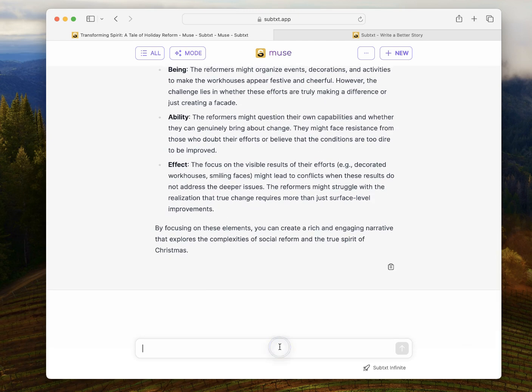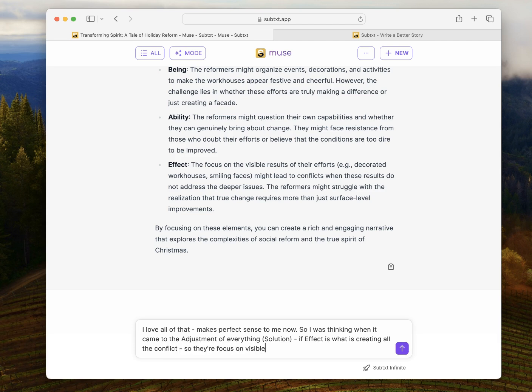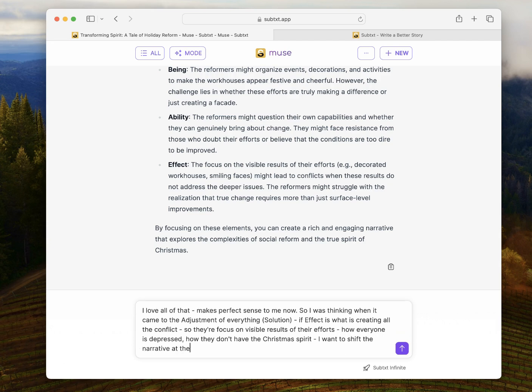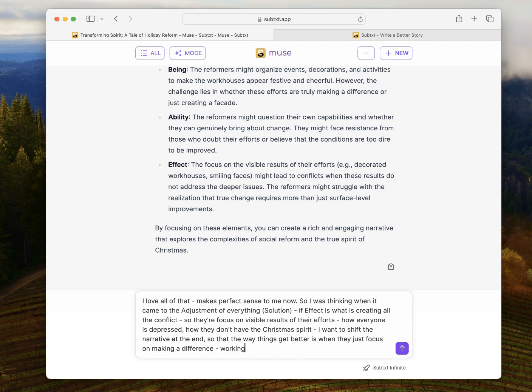So I'm going to add in a little bit of what I was thinking about. I love all of that. Makes perfect sense to me now. So I was thinking, when it came to the solution, not the solution, but the adjustment of everything, the solution: if effect is what is creating all the conflict, so their focus on the visible results of their efforts, how everyone is depressed, how they don't have the Christmas spirit, I want to shift the narrative at the end so that the way things get better is when they just focus on making a difference, working for a cause.